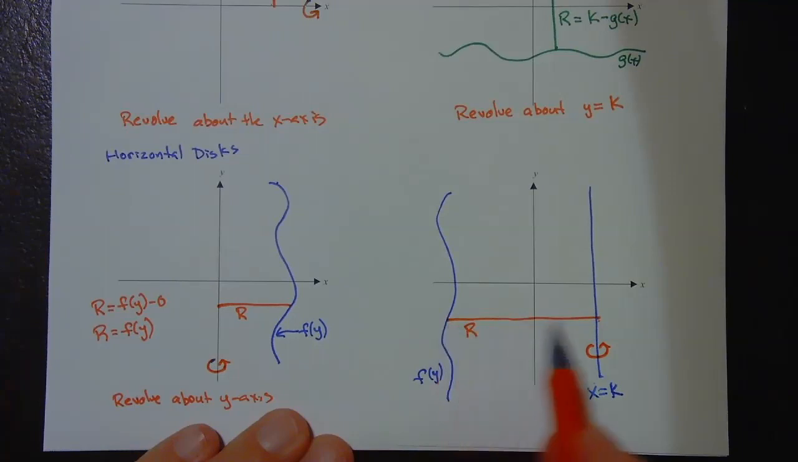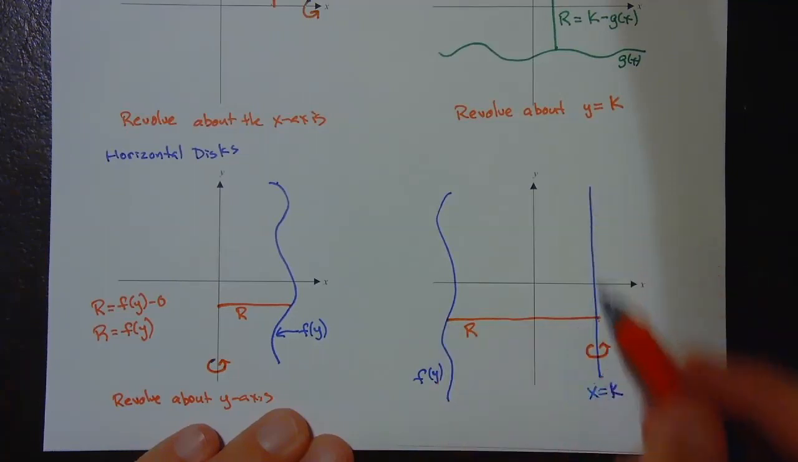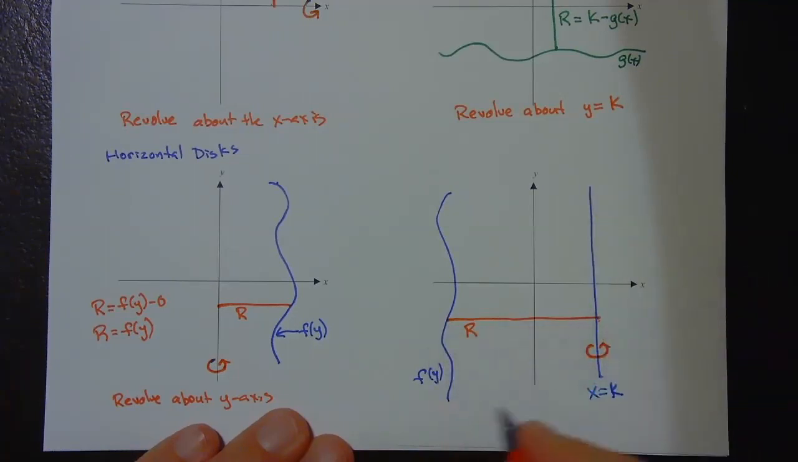Now, how do you get that as a positive length? Well, you have to do right minus left, right? Okay, so r, the radius, is going to be k minus f of y. And that would be my big radius. And what we did here is we revolve about the line x equals k.